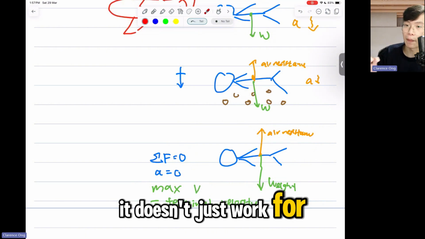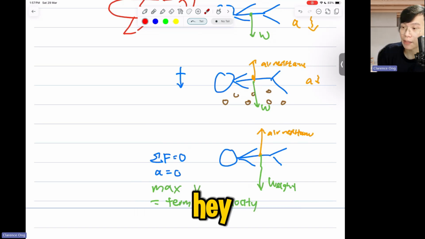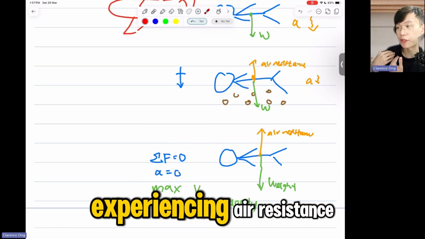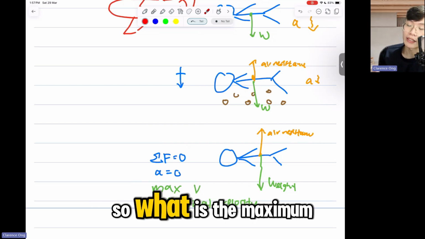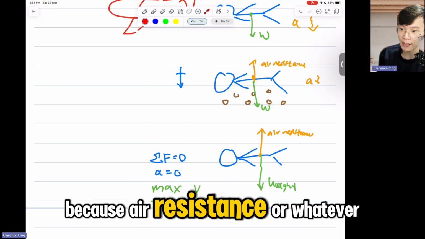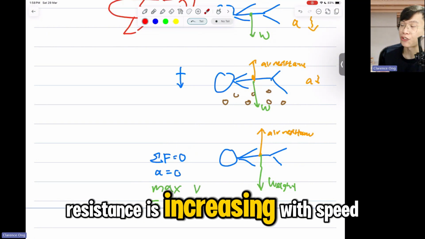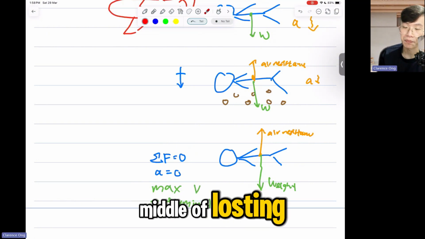It doesn't just work for parachutes and parachutists. It also works for cars. Sometimes with cars, you are also experiencing air resistance, and then you have a constant driving force forward. So what is the maximum speed that you can reach in a car? The concept also applies here. But just know that it's because the air resistance or whatever resistance is increasing with speed. That's why you have terminal velocity.